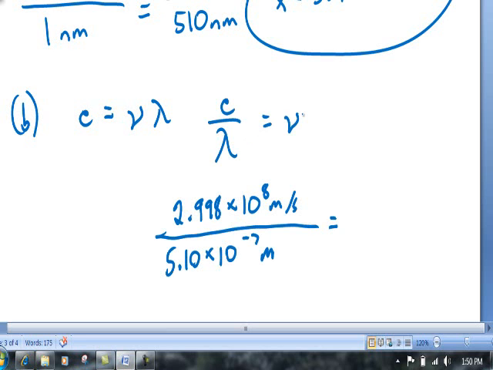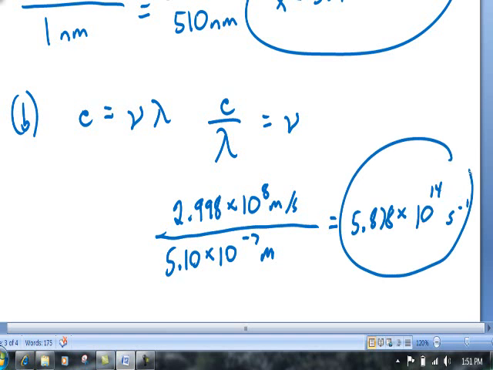Now in our setup, the reason we had to switch the wavelength of the light to meters is because the speed of light is in terms of meters per second. The units need to be consistent within a calculation. Using this setup of speed of light divided by wavelength gives us our frequency. We find that the frequency for this light is 5.878 times 10 to the 14th. And again, this is in terms of reciprocal seconds, or cycles per second, of this light.